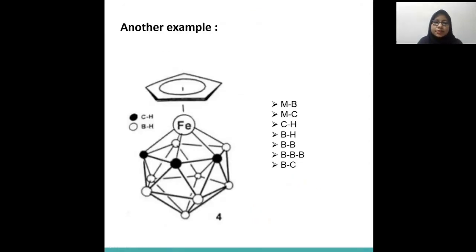So this is another example of metallocarborane. This is iron. As you can see here, we can see the metal with boron bond, metal with carbon, and carbon with hydrogen. The hydrogen is here, somewhere here, and boron with hydrogen, boron with boron, and boron with carbon.